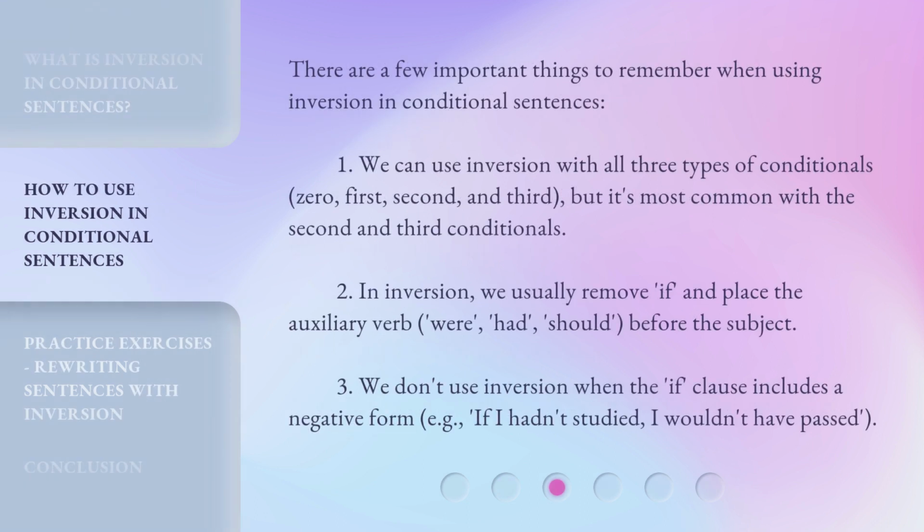There are a few important things to remember when using inversion in conditional sentences. 1. We can use inversion with all three types of conditionals: 0, first, second, and third, but it's most common with the second and third conditionals. 2. In inversion, we usually remove if and place the auxiliary verb were, had, should before the subject. 3. We don't use inversion when the if clause includes a negative form, e.g., if I hadn't studied, I wouldn't have passed.